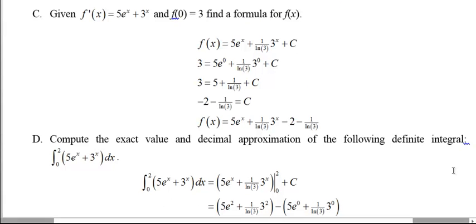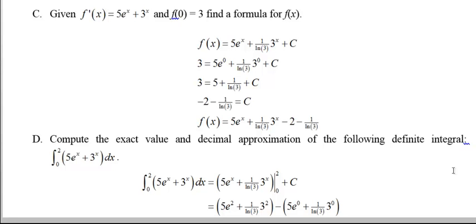If we want an exact value for a particular antiderivative, for example, here we have f prime of x is 5 e to the x plus 3 to the x, and we know that f of 0 is 3. We want to find a formula for the specific antiderivative f of x. We know the general antiderivative is 5 e to the x plus 1 over ln of 3 times 3 to the x plus c, so we just have to figure out what c is.